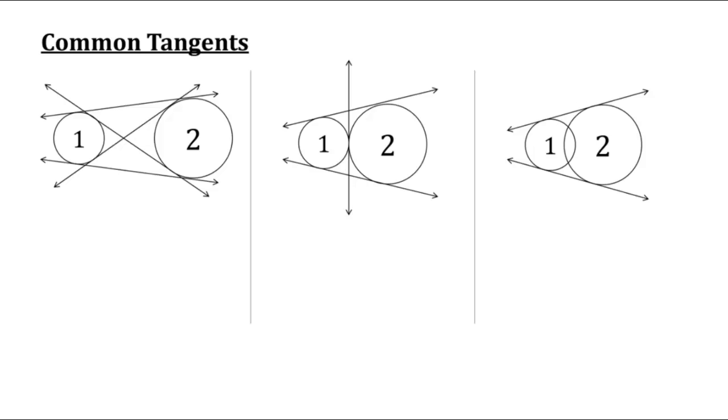Alright, so here are some common tangents. As we can see in the far left picture, those 2 circles have 4 tangents in common, so 4 different lines that are tangent to each of my circles. Or we could have 3 common tangents, or we could just have 2 common tangents, depending on how the circles are situated.